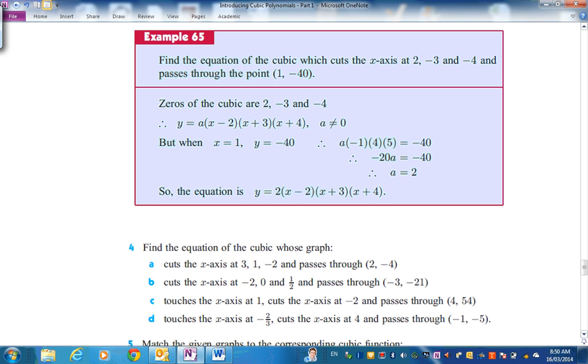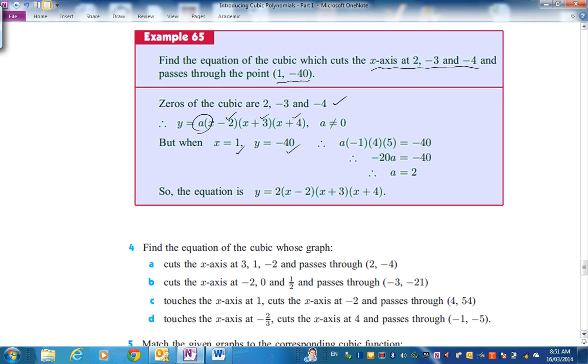Can you see what we're doing? Here we are, cuts the x-axis again. This time it passes through a different point. We use the same approach, only we haven't got the y-intercept now. So the zeros mean these are the factors, reversing the signs there. Then sub in x is 1 and y is -40.